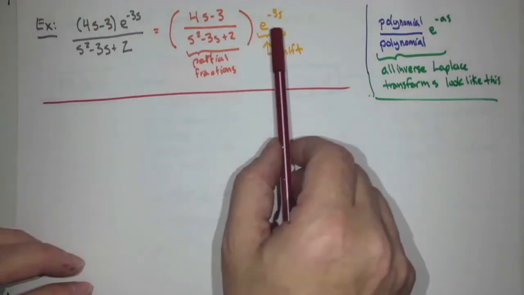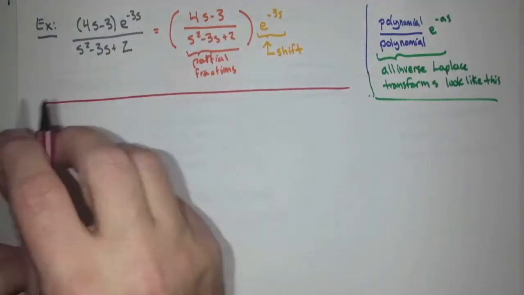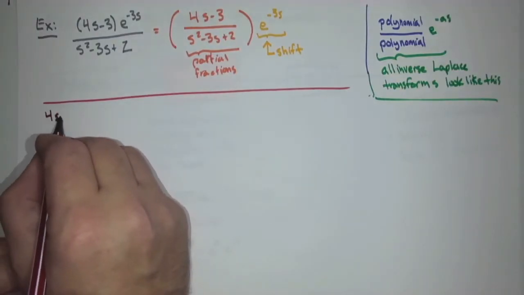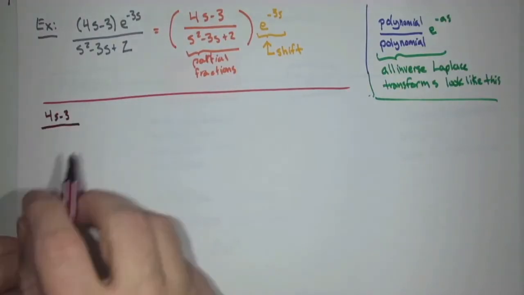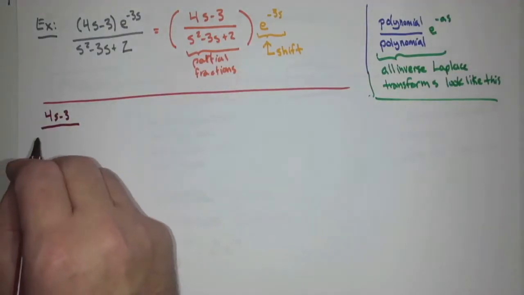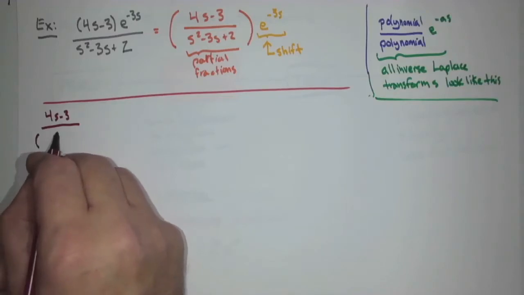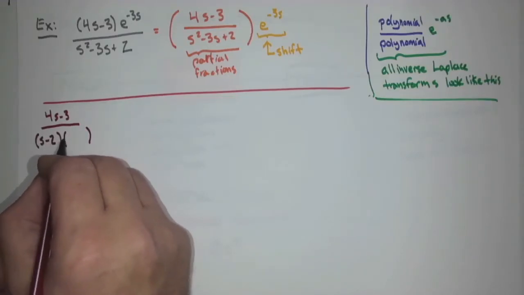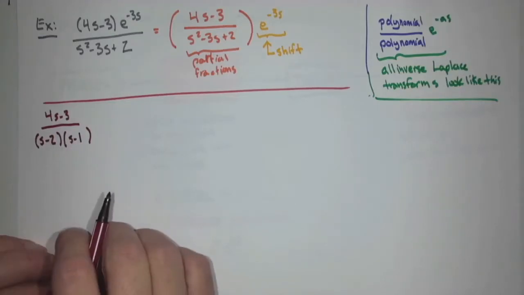So ignore the e to the minus 3s, because we're just going to pull off the polynomial over polynomial part. Someone said we have to factor the denominator, and that's true. Does s squared minus 3s plus 2 factor? Yes. What does it factor as? Okay. Now what if it hadn't factored? What would we do?